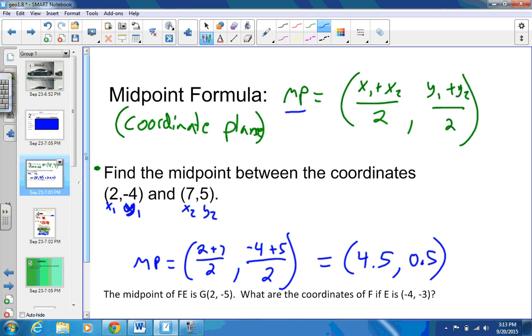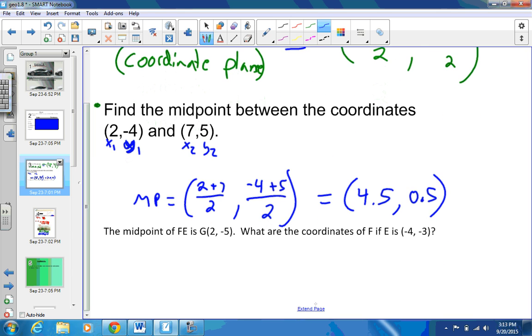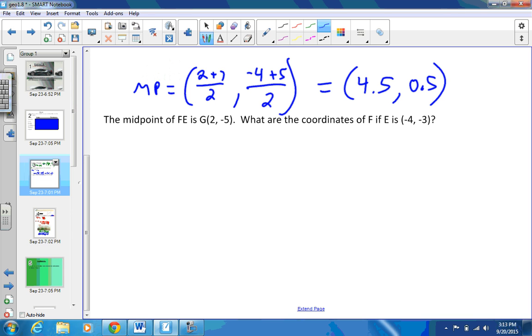And the other type of problem that I gave you with midpoints dealt with if you have the midpoint and one of the endpoints, you want to figure out the other endpoint. So like on a graph here, you have this point, and you have the midpoint. You want to figure out maybe what this point is. Okay? So you're still going to use the midpoint formula.